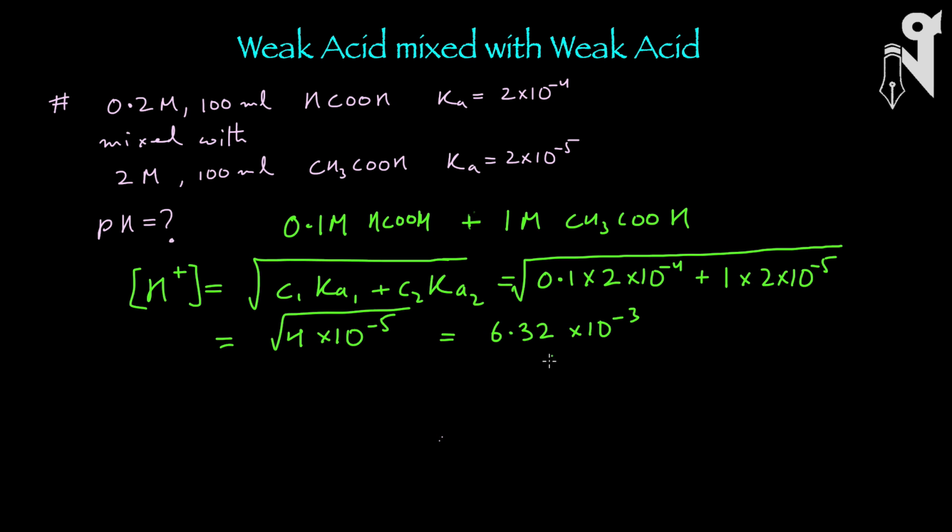So instead of H plus concentration, pH was asked, so you can take negative log of this and you'll get the answer as 3 minus log of 6.32, which is equal to 3 minus 0.8.